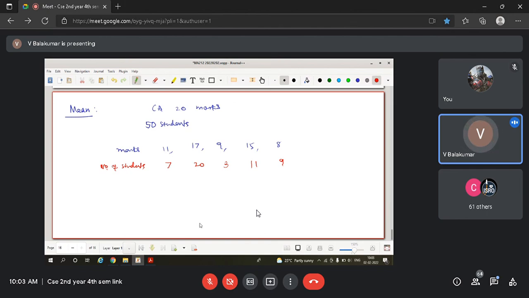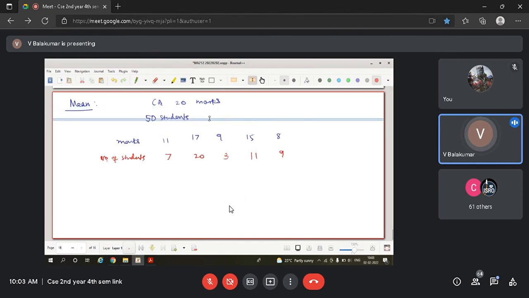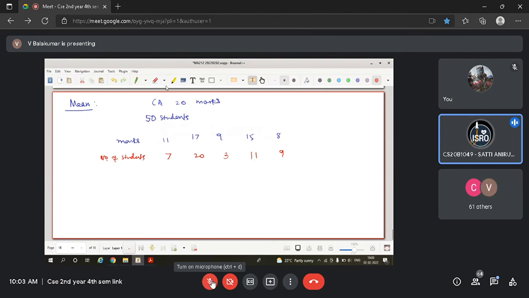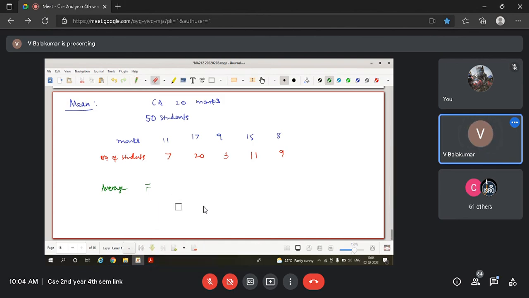Now someone tell me the average mark in the class. How do I do it? First you tell me, then we will do it. Average mark in the class. How should I compute? Multiply marks with the number of students for each and divide by 50. Wait a second. Let me write it down so that everybody can check it. Average mark I need. How do I get it?